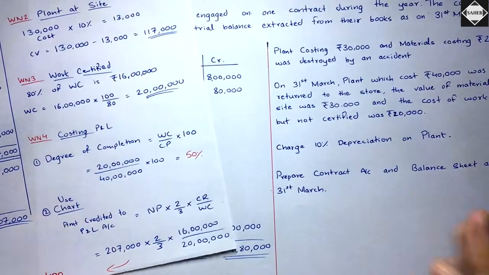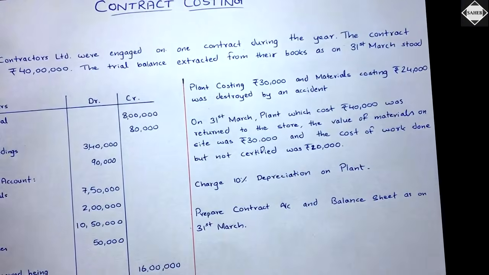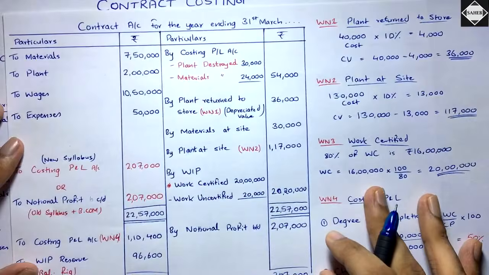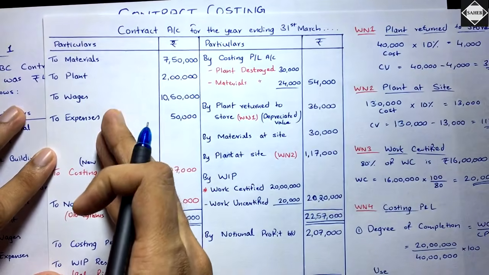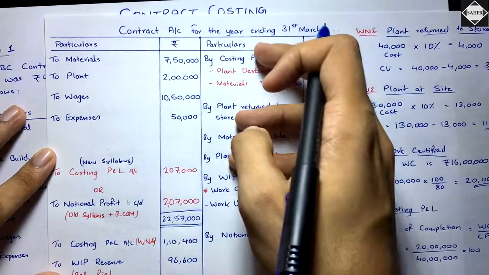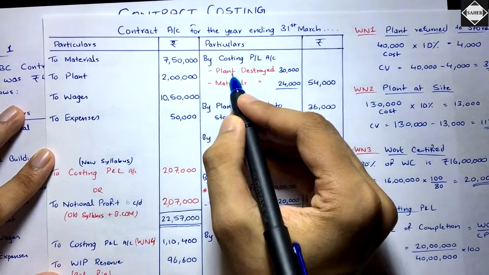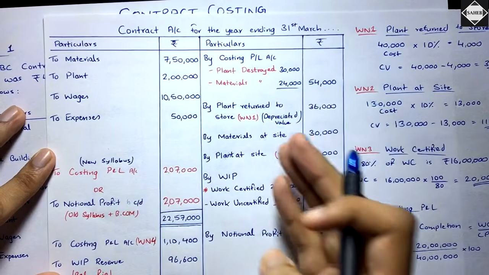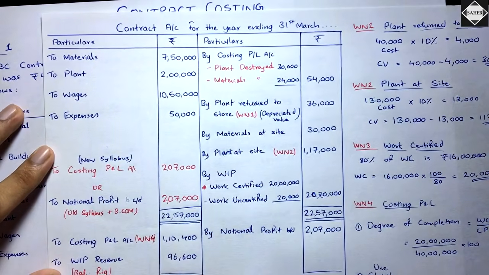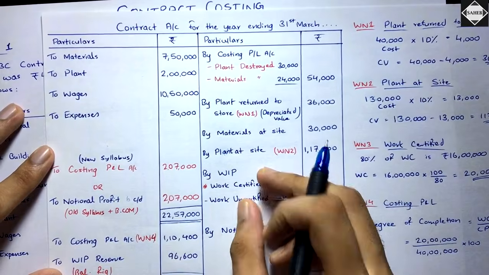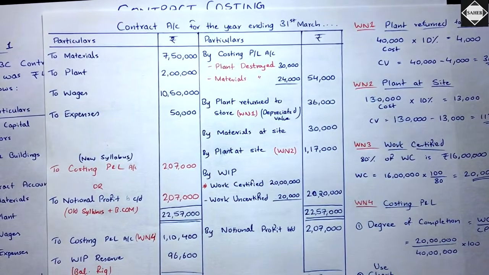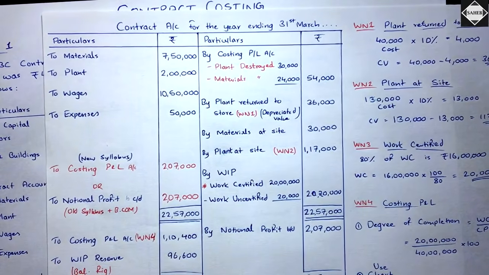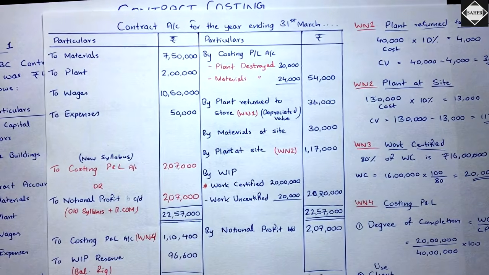Right. So almost everything is over. This is an easy question. Now what we have to do, see here, everything is done. The expenses, materials, plant, whatever you have put into the contract, whatever came out of the contract, materials going out of the contract, plant going out of the contract, and the closing stock, return to store, at site, work in progress, also over. This is our main income, right? That's also over. Now you have to find out the balancing figure. Now the balancing figure comes on the debit side.